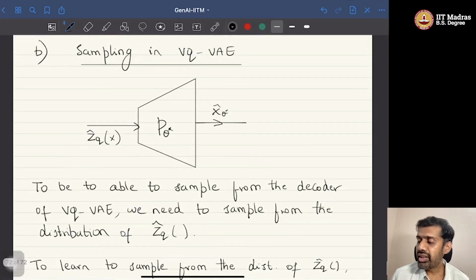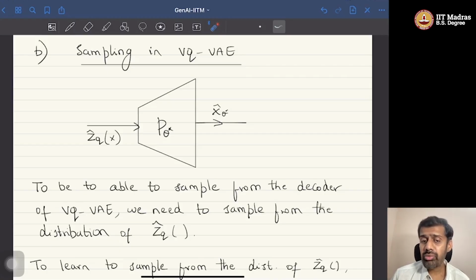I'll just repeat. To sample from the decoder of the VQ-VAE, we need to know the distribution of the output of the encoder, which goes as an input to the decoder. Unlike in a VAE, we don't know what the distribution is. So what is done? Just learn another generative model, a meta generative model, on top of the output of the encoder. That gives us a method to sample from the distribution of the latent space of the VQ-VAE. Using that generative model, get new points from the distribution of the latent space and give that as an input to the decoder of the VQ-VAE to sample.